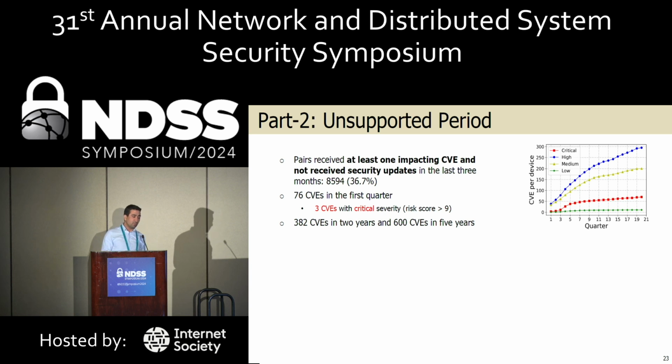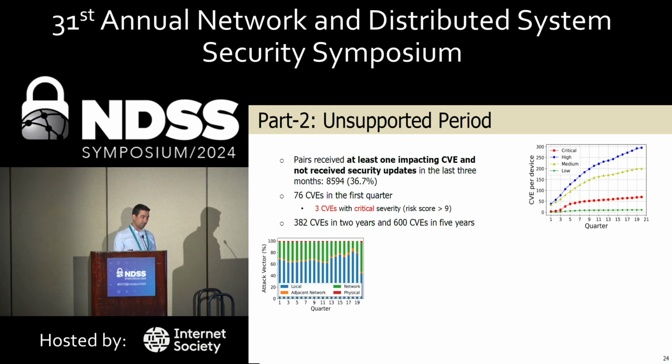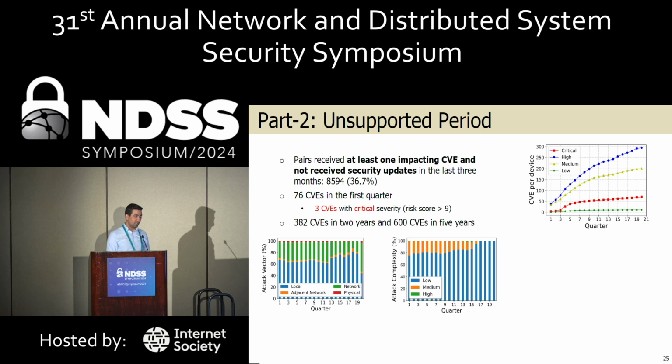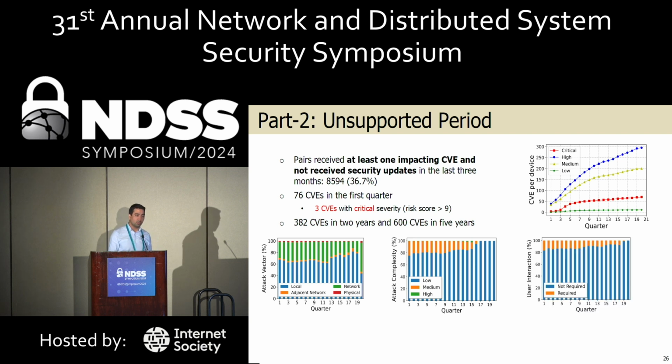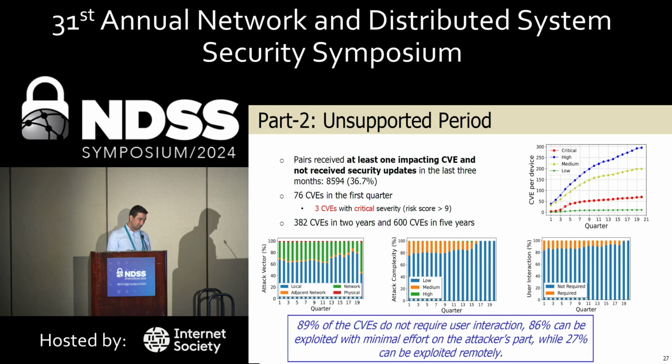And the number of CVEs can reach up to 380 CVEs in 2 years, and 600 CVEs in around 5 years. We also looked at the attack vector, attack complexity, and user interaction of these CVEs on unpatched devices. And we found that 89% of these CVEs do not require any user interaction, 86% of them can be exploited with minimal effort on the attacker's part, while 27% of them can be exploited remotely.